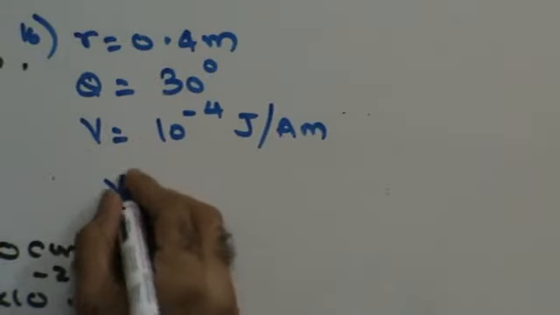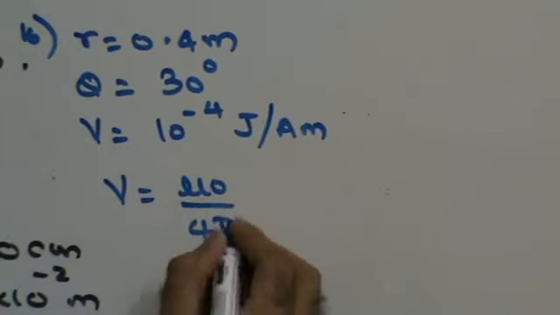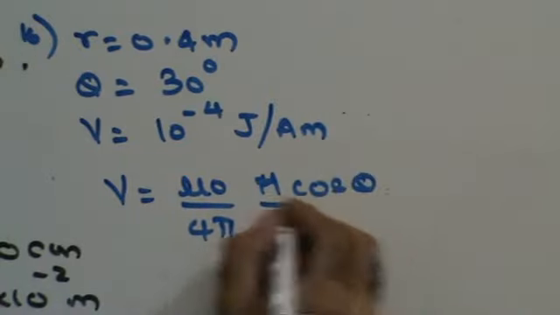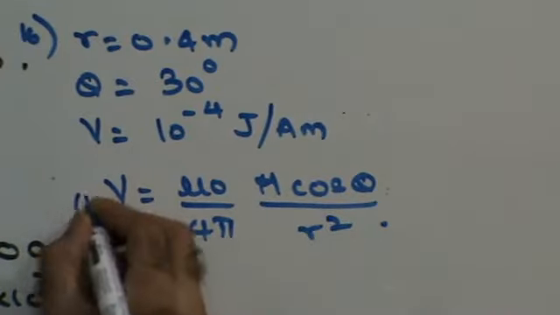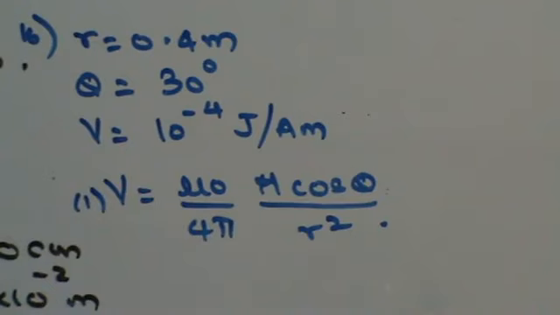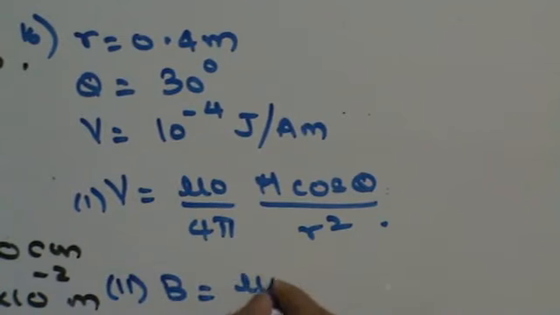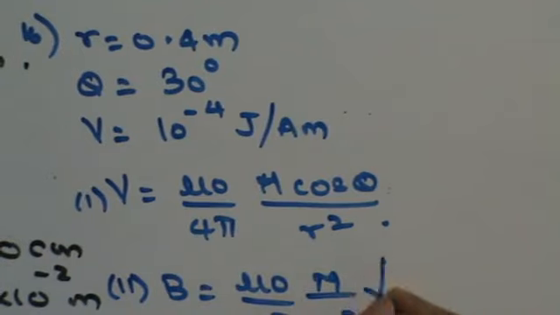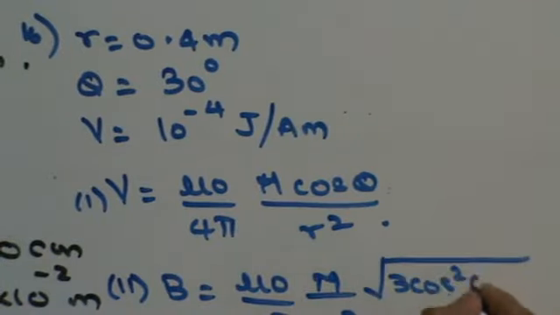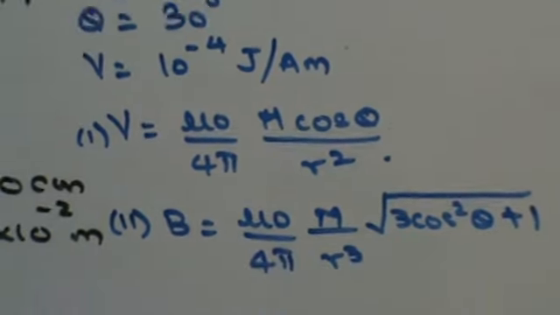Now first of all, since magnetic potential is given, I can say V = mu 0 upon 4 pi, m cos theta upon r square, right? So I will be able to get the magnetic moment from here. Once I get the magnetic moment, they've asked me to find out the magnetic induction. B = mu 0 upon 4 pi, m upon r cube, square root of 3 cos square theta plus 1. Substitute the values and you should get this answer.